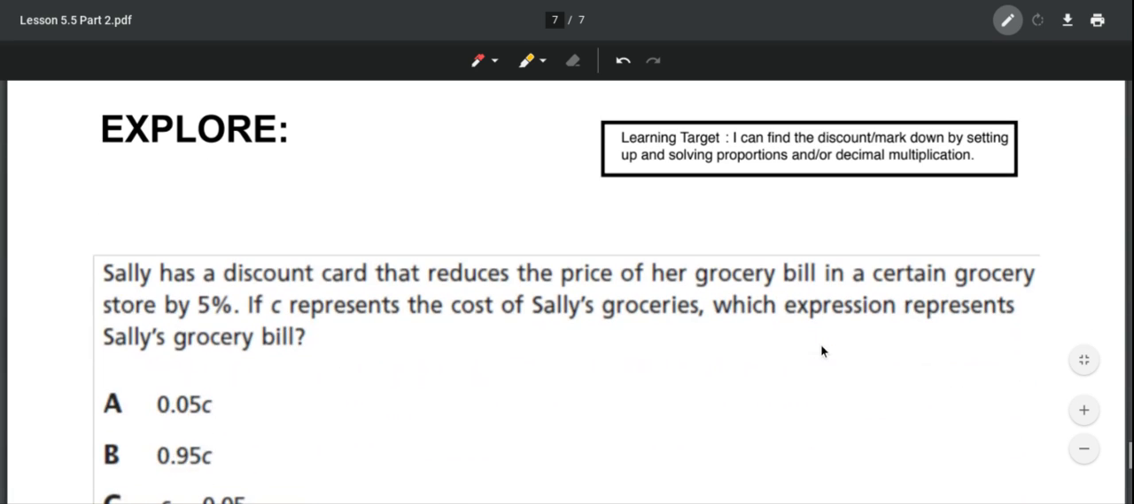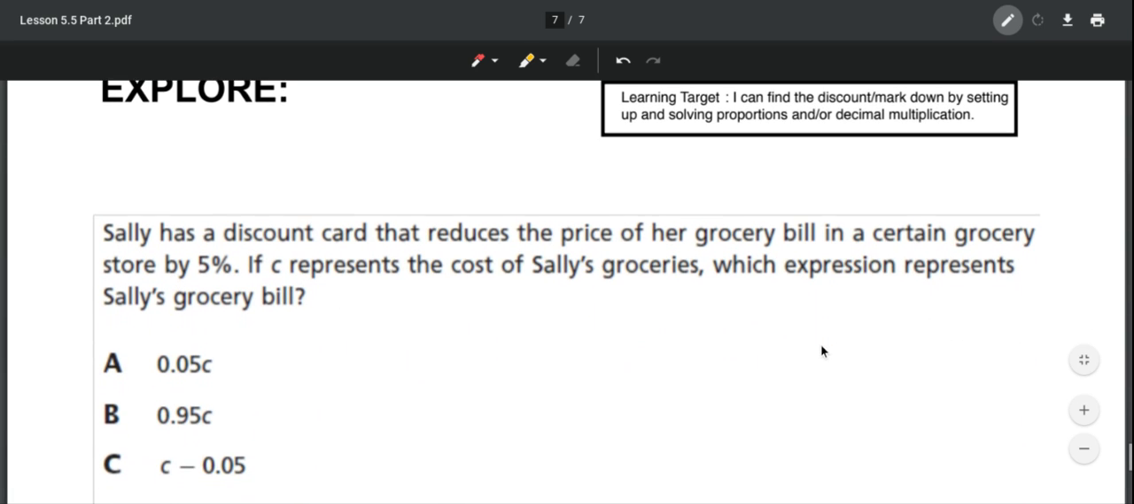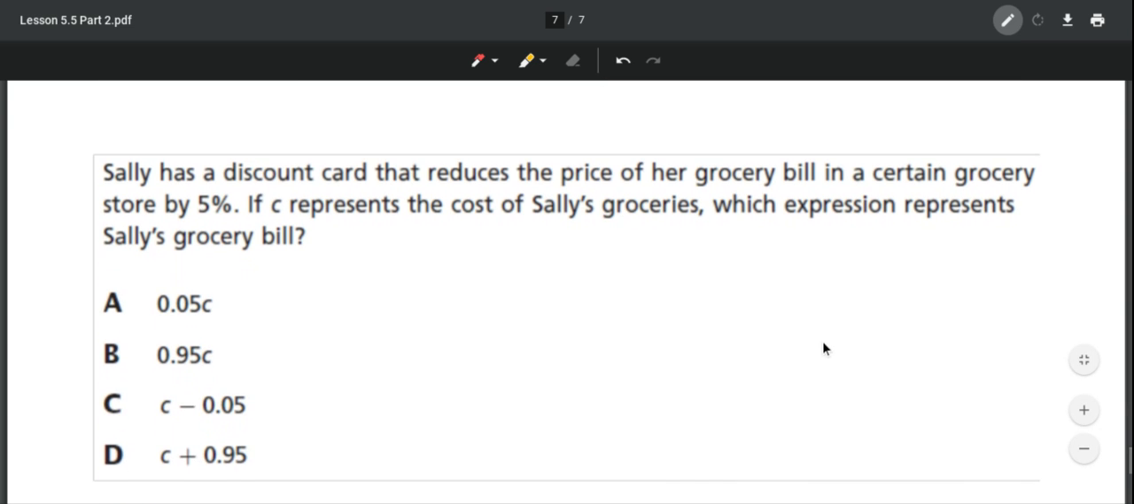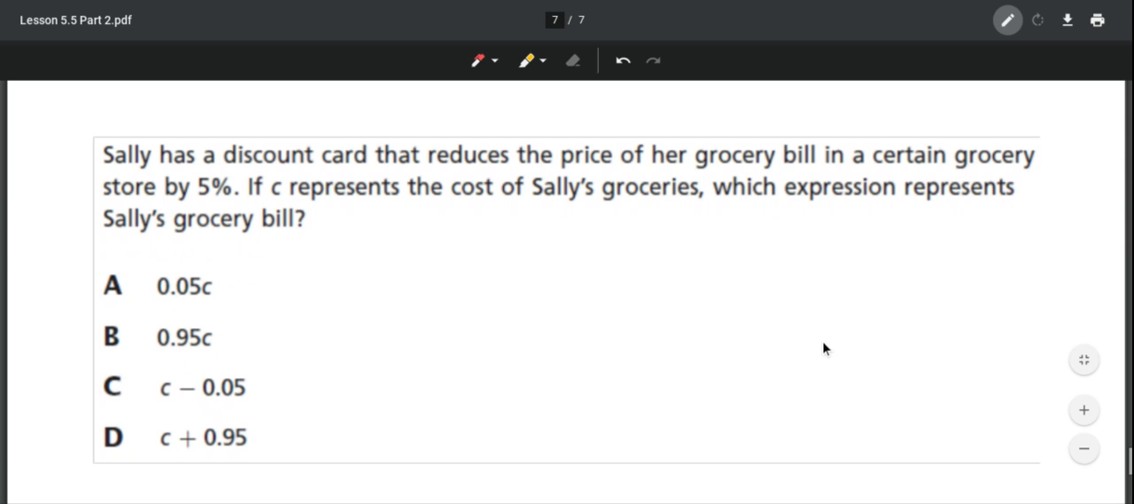So let's think about this question. Sally has a discount card that reduces the price of her grocery bill in a certain grocery store by 5%. If C represents the cost of Sally's groceries, which expression represents Sally's grocery bill? Let's pull out the important words. First, it is a discount. So already we know we are going to be subtracting our percentages.